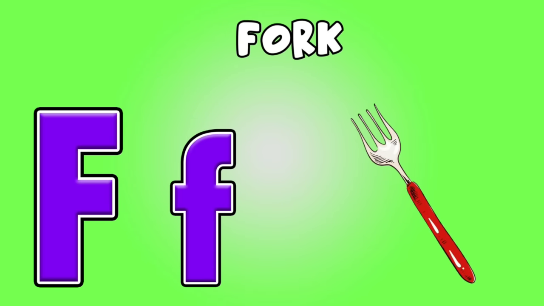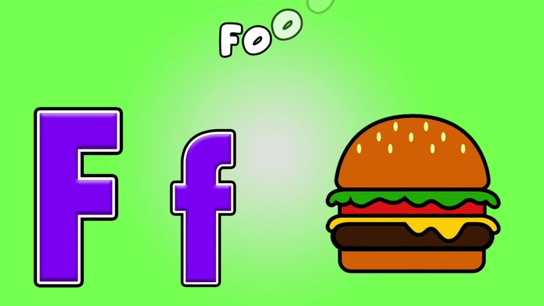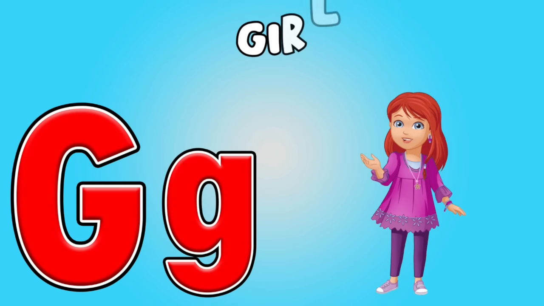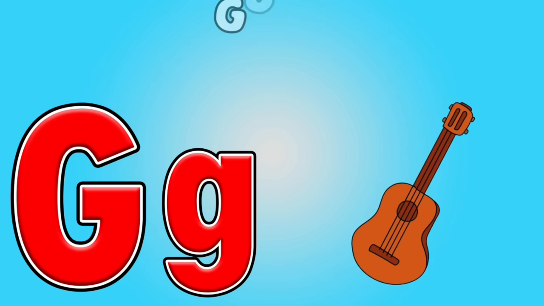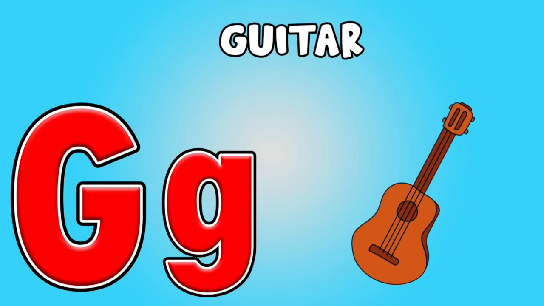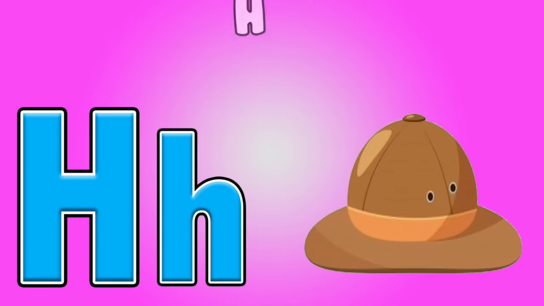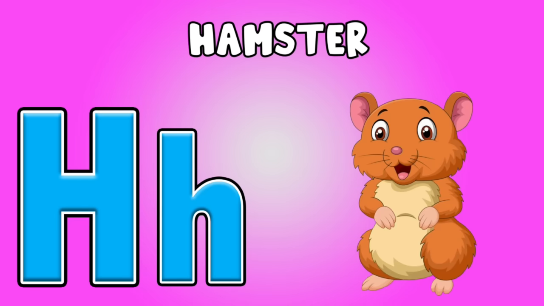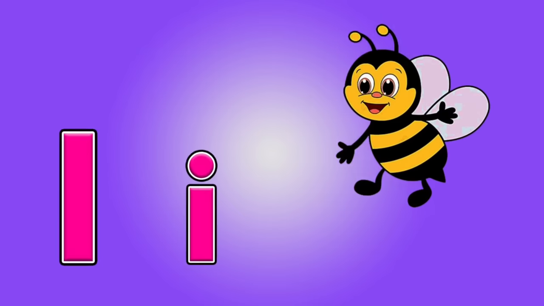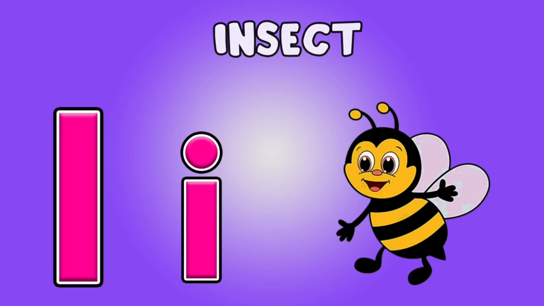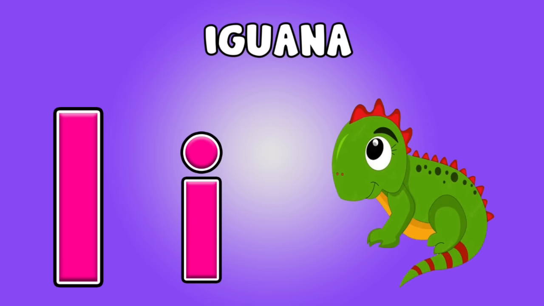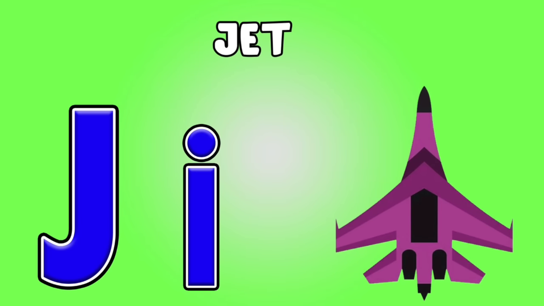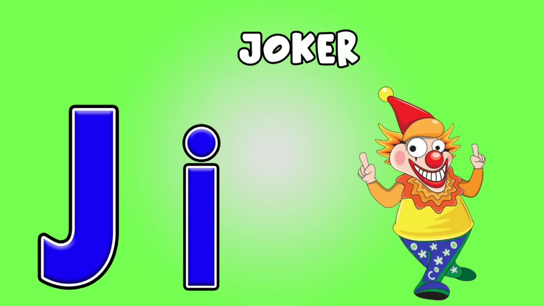F, fork. F, food. G, girl. G, guitar. H, hat. H, hamster. I, insect. I, iguana. J, jet. J, joker.